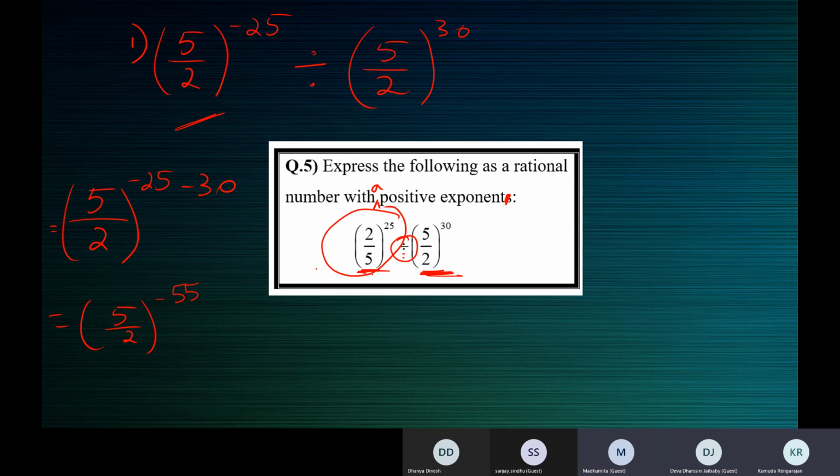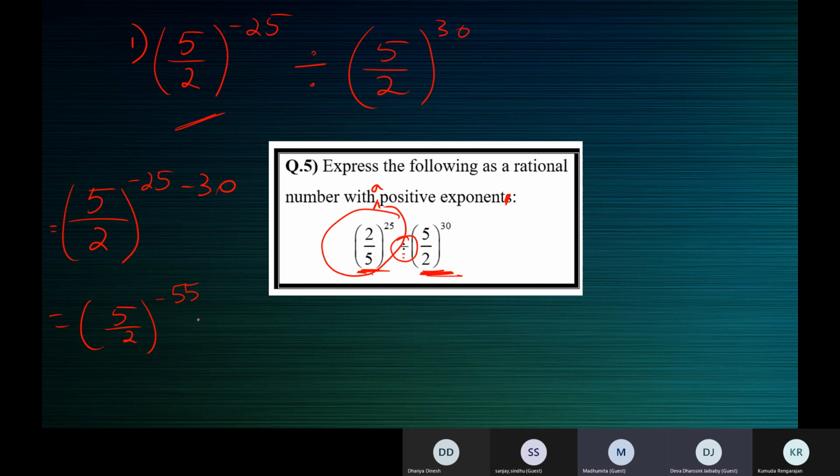Let's see the heading again. Express the following as a rational number. Where is the rational number? 5 by 2. We got the answer. 5 by 2, that's the rational number, P by Q form, with a positive exponent. The exponent is minus 55. No, it should be positive. Yes, somebody wanted to say. So what's the next step?